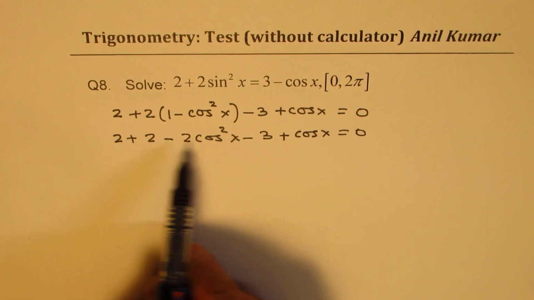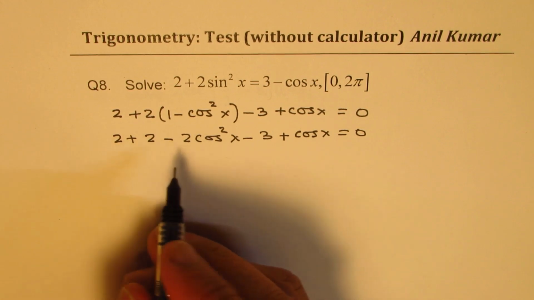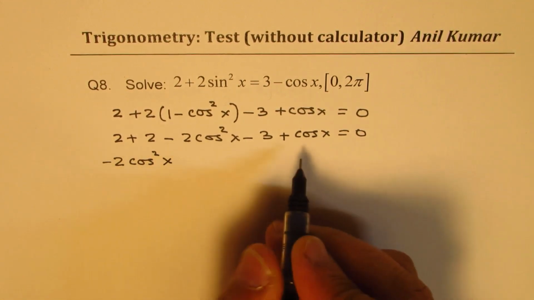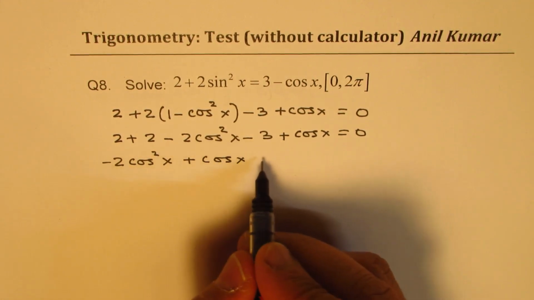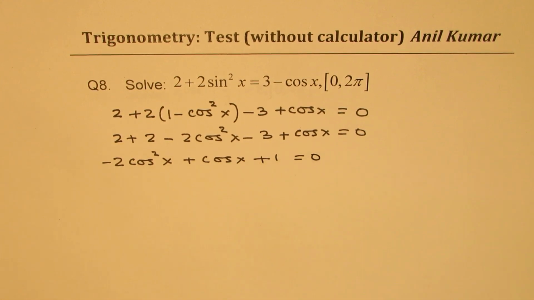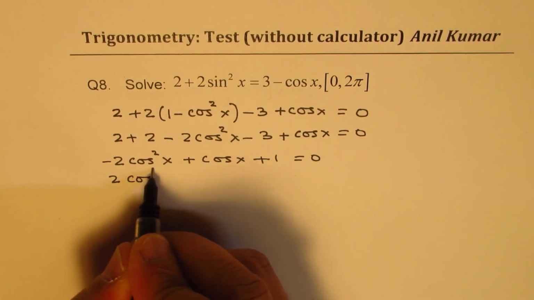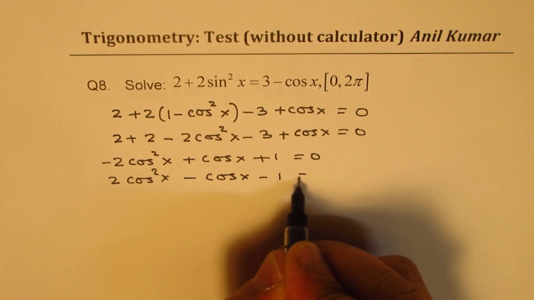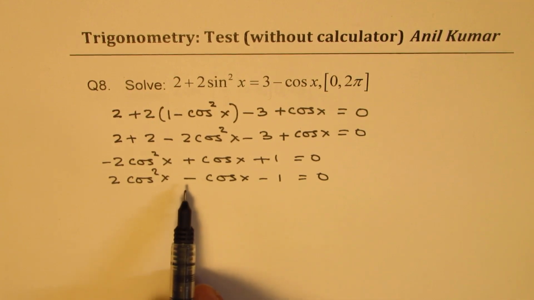2 plus 2 is 4. 4 minus 3 is 1. So now we can write this as minus 2 cos square x plus cos x, and we have plus 1 equals to 0. I always like to keep this as positive, so I'll write this as 2 cos square x multiplying by negative, right? Then we will factor. So we need product of minus 2 and sum of minus 1.